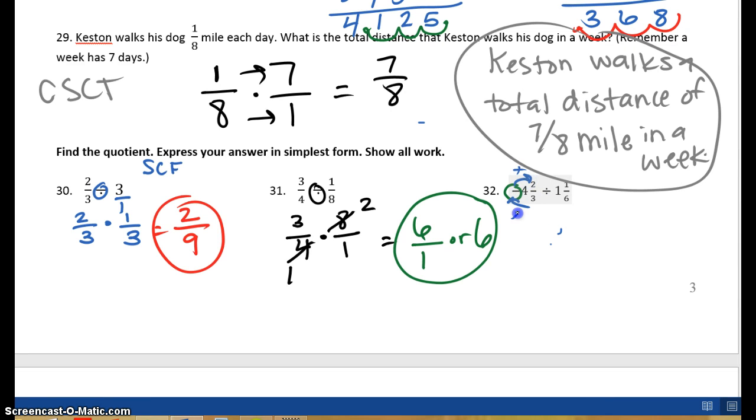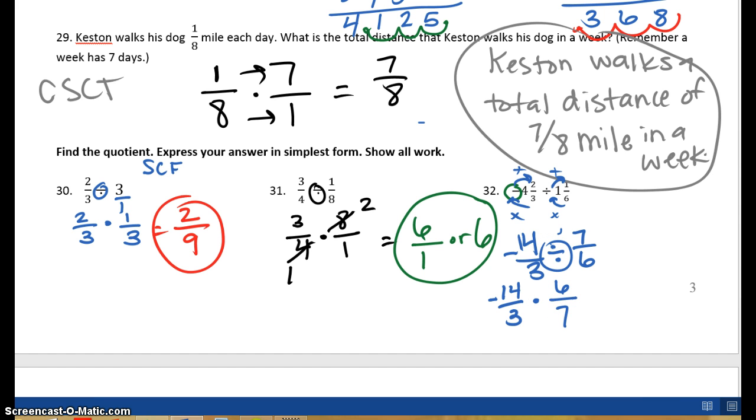Multiply, then add, multiply, then add. So negative 4 2/3 becomes negative 14/3 divided by 7/6. Now I have not stay changed flipped it. All I've done is change my mixed numbers into improper fractions there. So now I'm going to apply that stay change flip and have negative 14/3. Change that division to multiplication, 6/7.